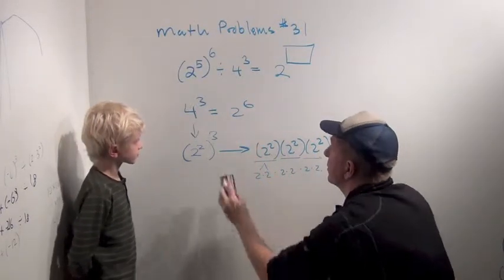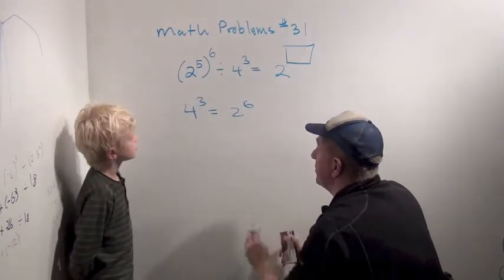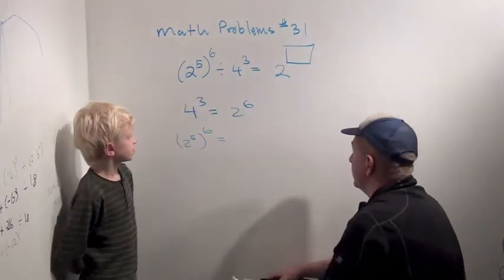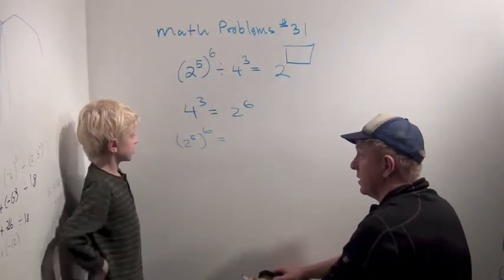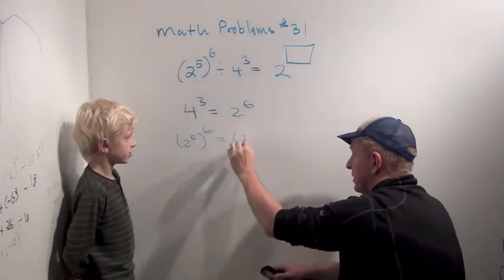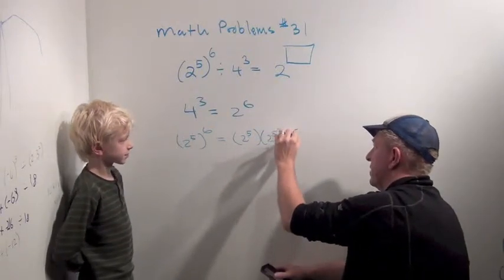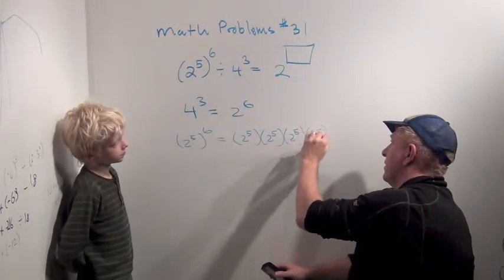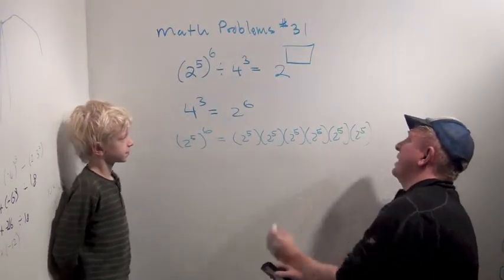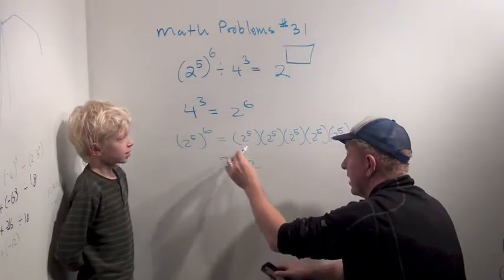Okay, great. So we know what 4 cubed is as a power of 2. Now we just have to figure out what 2 to the 5th to the 6th power is as a power of 2. We can do the same thing: 2 to the 5th times 2 to the 5th times 2 to the 5th times 2 to the 5th times 2 to the 5th times 2 to the 5th. Let me make sure I do that 6 times: 3, 4, 5, and 6. Now, how many 2's do I have here?